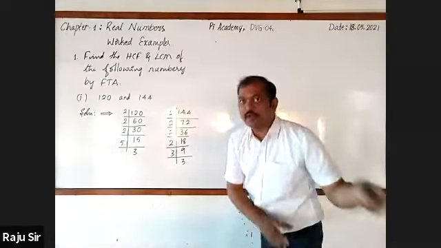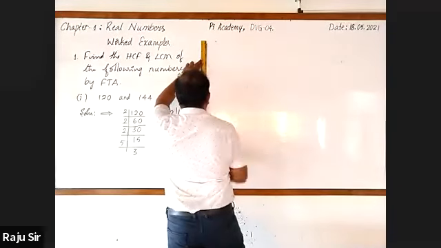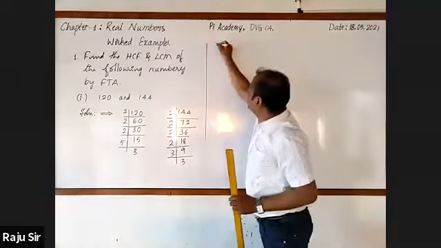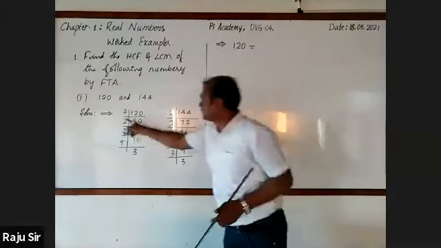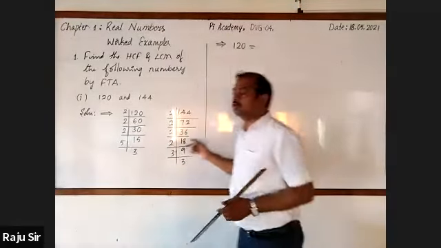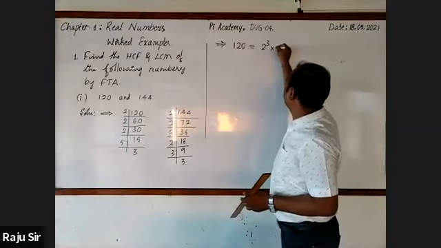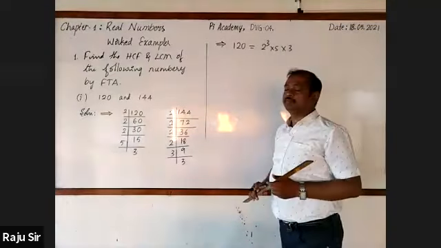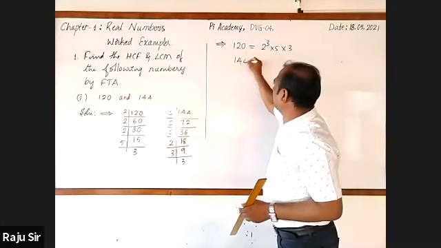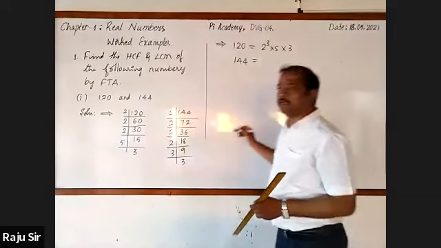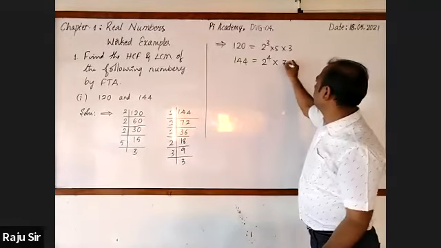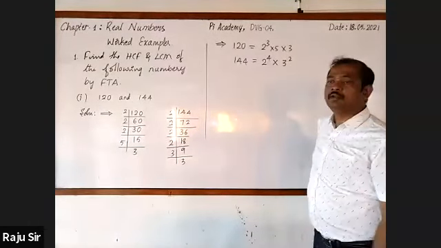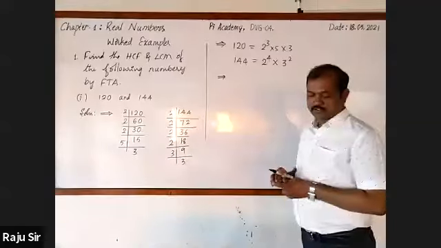After that, write the prime factorization. Again, put imply symbol without fail. 120 can be written as 2 cube into 5 into 3. Next, 144. It is 2 repeated 4 times. 2 raised to the power 4 into 3 raised to the power 2. Hope you have written. HCF is 24 and LCM is 360. Good. Very good.